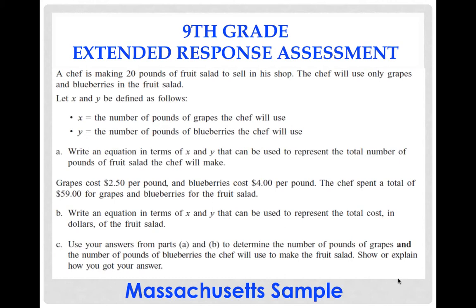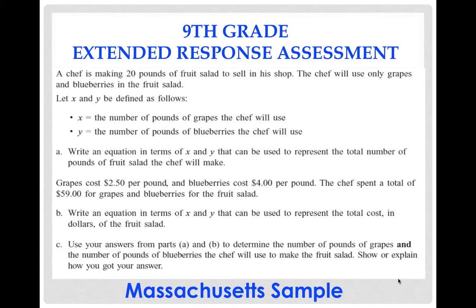For the ninth grade extended response assessment item, it says a chef is making 20 pounds of fruit salad to sell in his shop. The chef will use only grapes and blueberries in the fruit salad. Let X and Y be defined as follows. X equals the number of pounds of grapes the chef will use. Y equals the number of pounds of blueberries the chef will use. Part A wants the student to write an equation in terms of X and Y that can be used to represent the total number of pounds of fruit salad the chef will make.